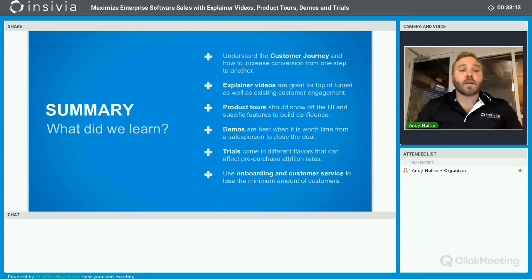So we've talked about a lot, and it's a summary. I just want to give a summary of some of the things that we've learned today, hopefully. First, understand your customer journey and how to increase conversion from one step to another. This is really about truly understanding how you want people to walk through the process, the tools that you'll use at each stage in that process, how to make them most effective, and making sure that you have actions and testing to move people through that funnel.